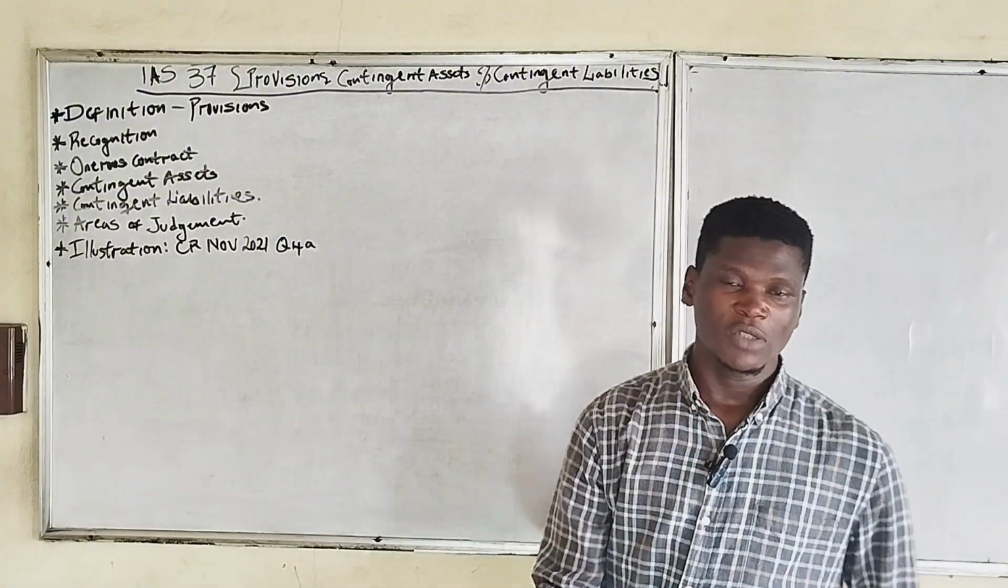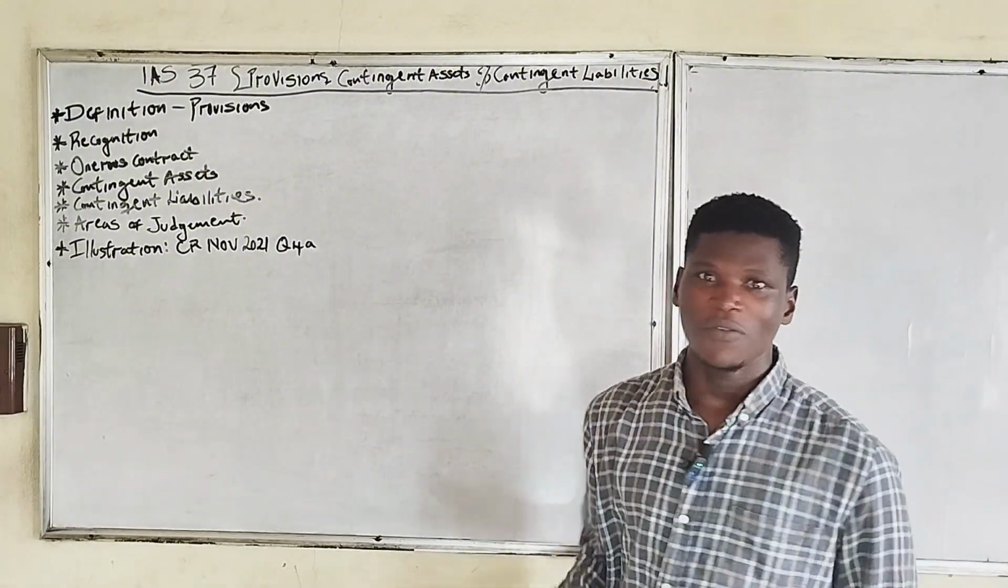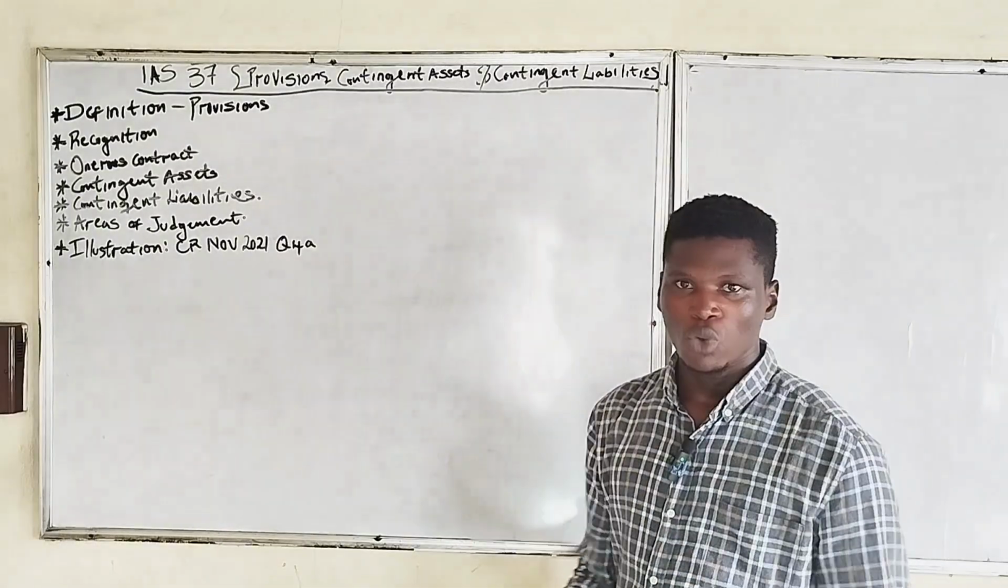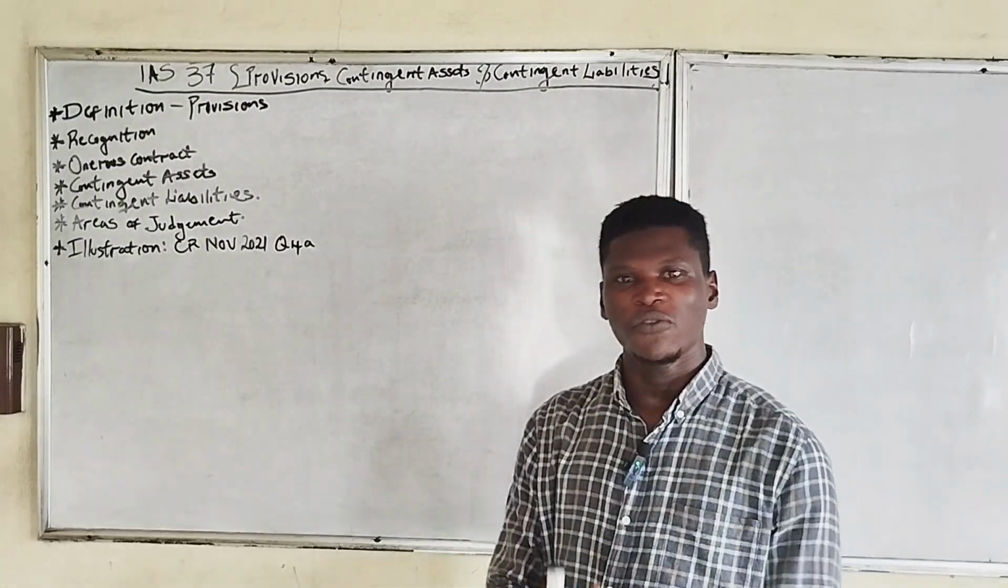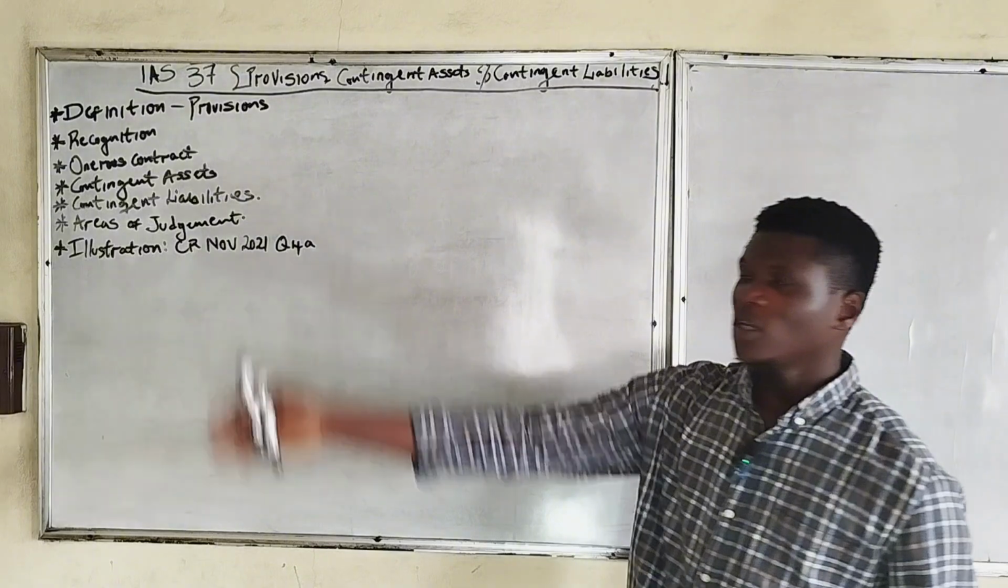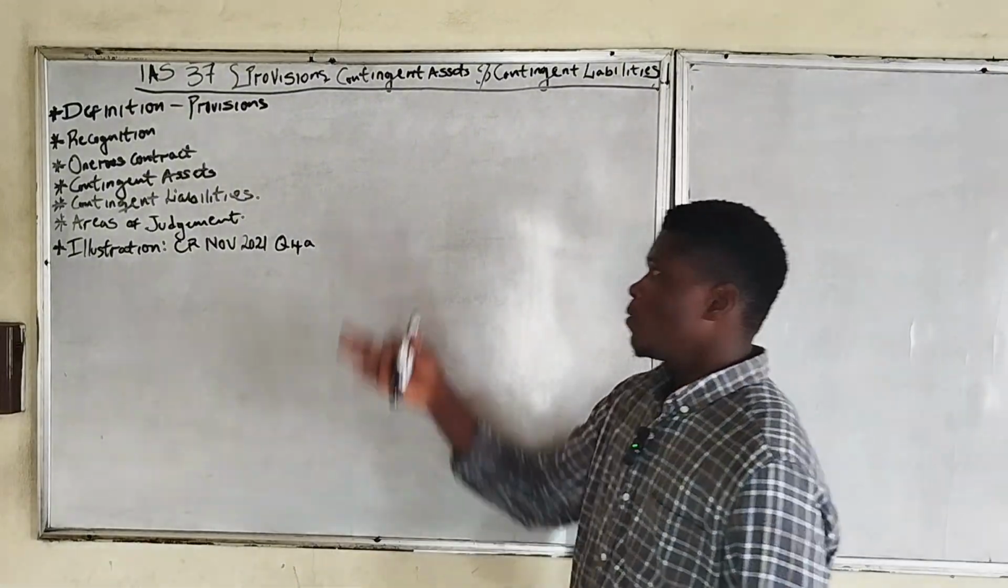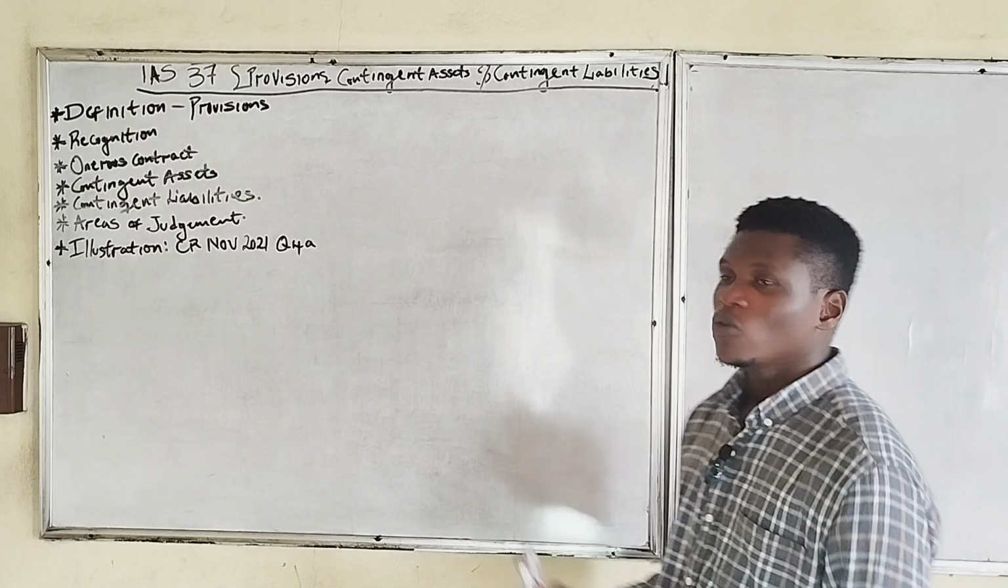You as an accountant, or you as the finance controller of a particular entity, those places where you should be able to decide on your own to raise judgment as a professional accountant are regarded as areas of judgment in relation to IAS 37. So moving forward, the definition of provisions.